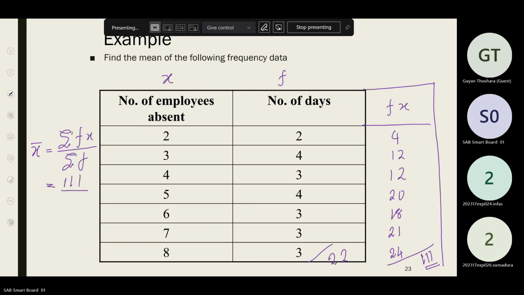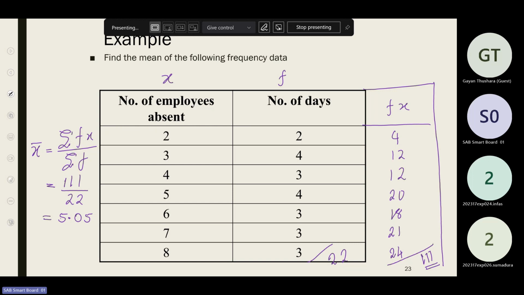Sigma f is 22. If you divide 111 by 22, you get a lengthy long answer. So we say you get 5.0454545. It goes like that. So if you restrict to 2 decimal places, it is 5.05. So now we have calculated the value. We have to say what does this mean. So what is this 5.05?